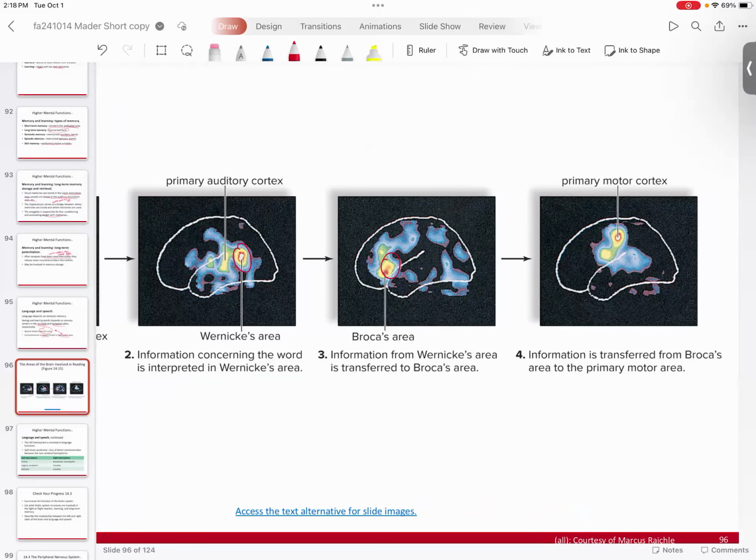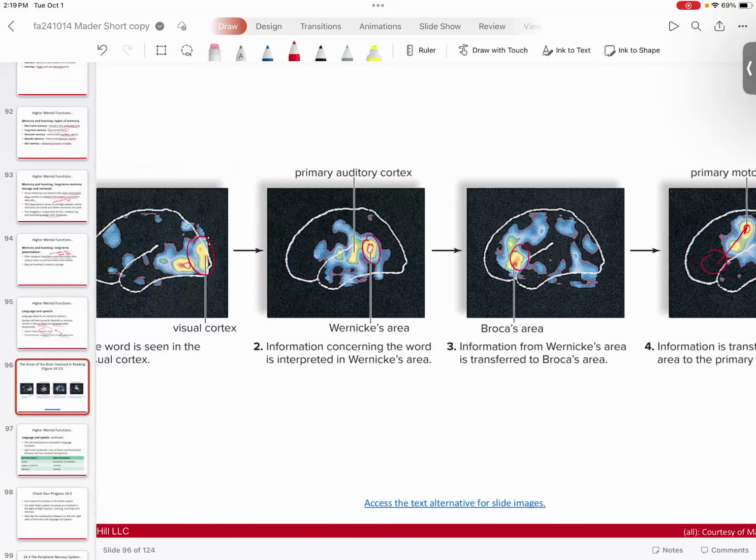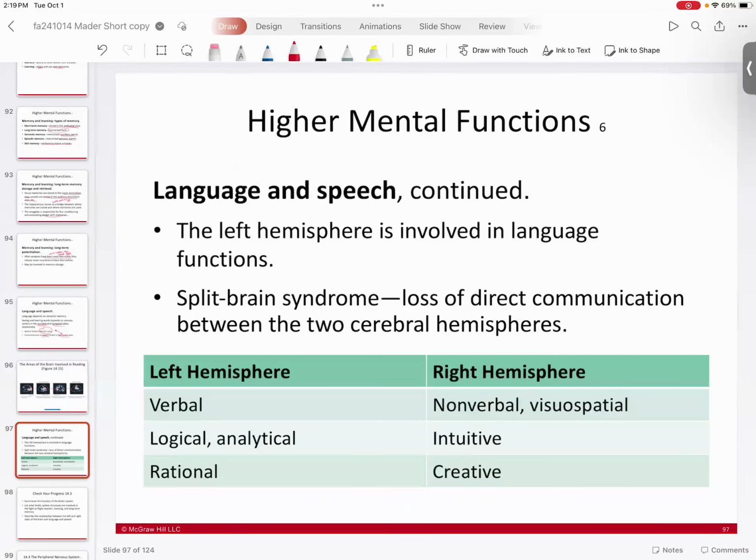And then the transferal from Broca's to the primary motor area goes from your ability to perceive and understand or conceptualize something you want to write, to the actual motor process of actually writing it. So you can see that when you read and then write out what you read, it engages different areas of your brain and it burns more pathways for your brain so you can learn more.